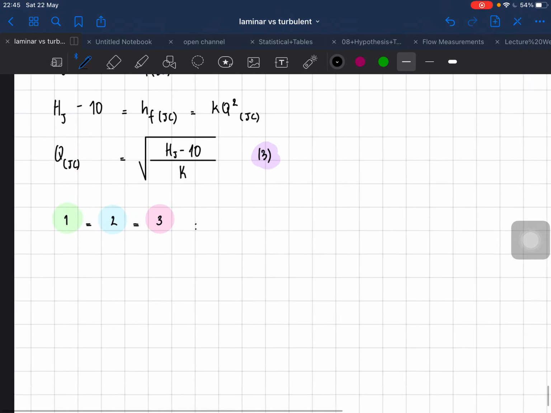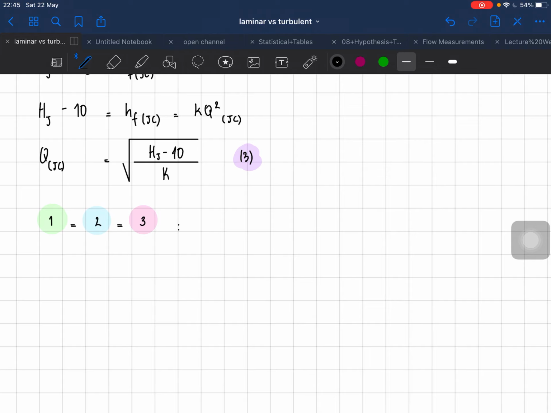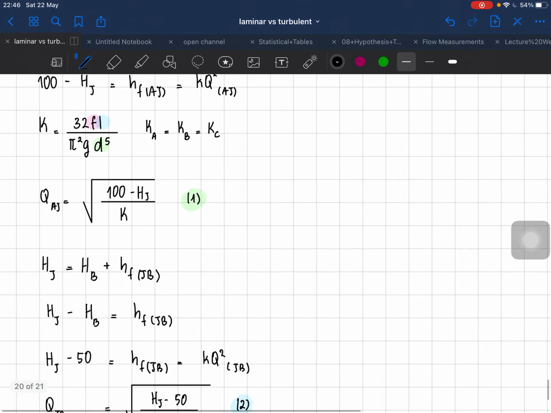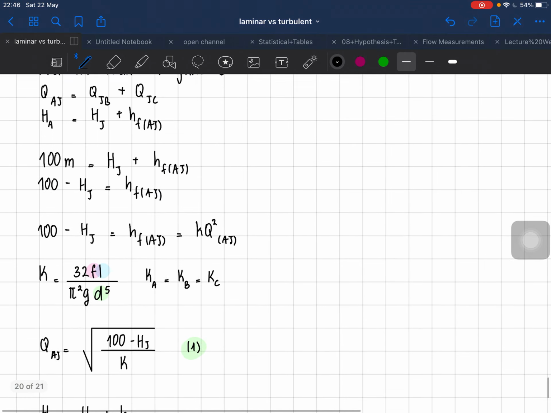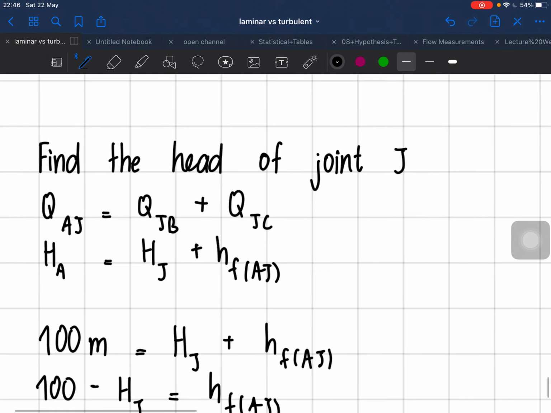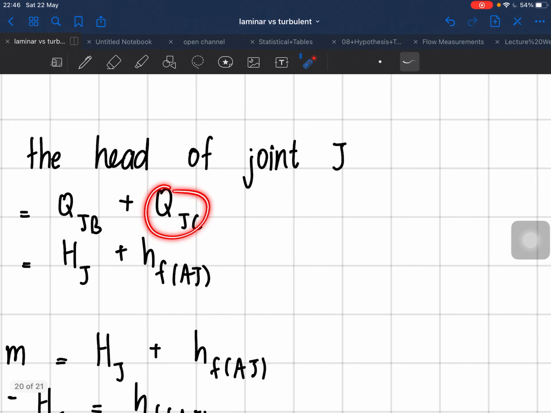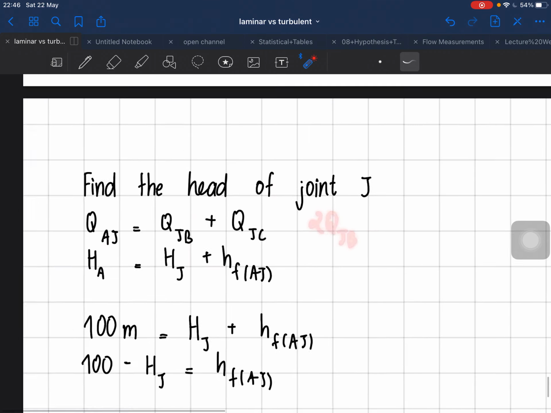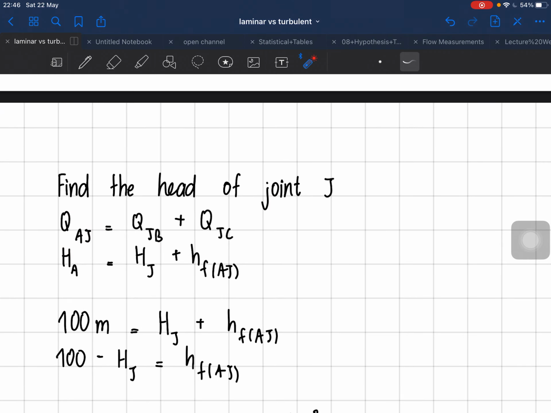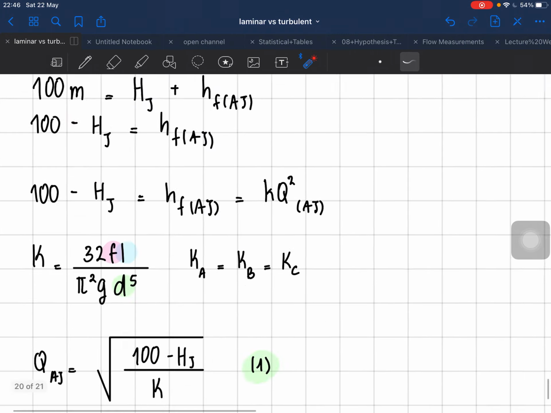Is it nice? Yeah, useless. Of course, the flow rates are not the same. As I already showed earlier, only the flow rate of this one is equal to this one. So if this one is equal to this one, it's going to be 2QJB. So QAJ equals to 2QJB.